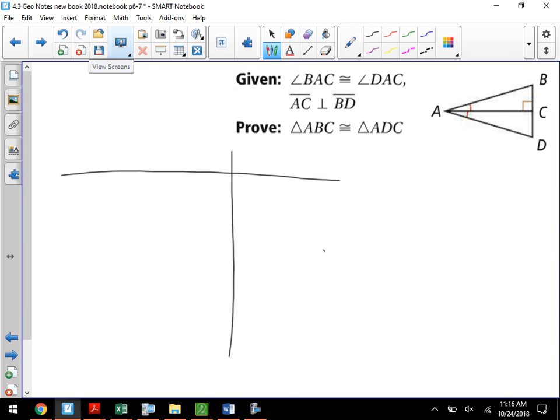What do you start with? Very good. You start with angle BAC congruent to angle DAC.